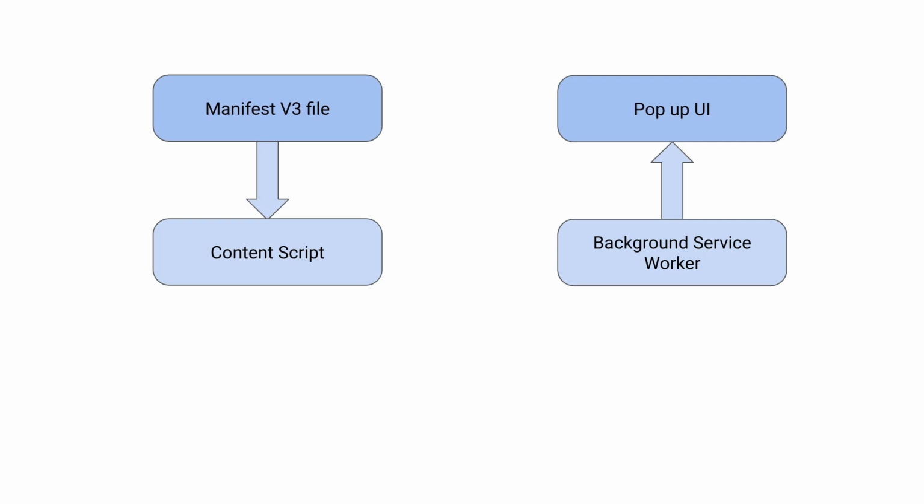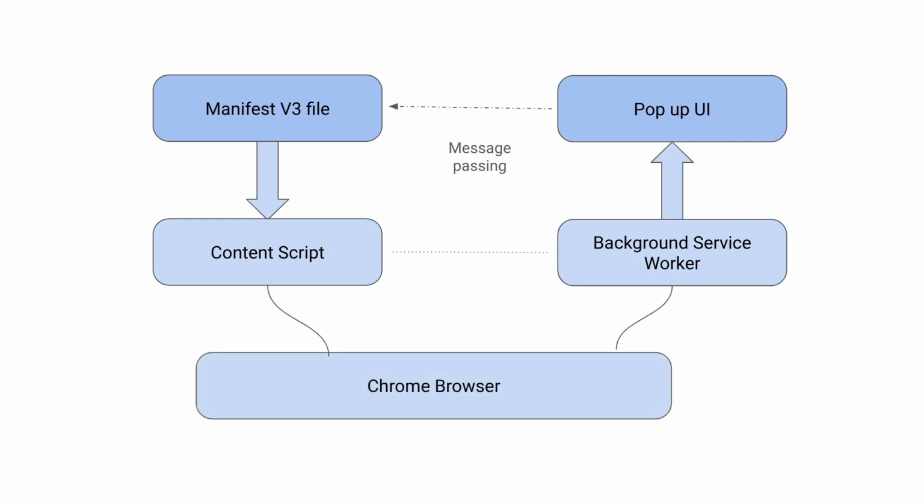Now here is the key part. These components talk to each other using message passing. For example, the pop-up sends a message to the background script to fetch data, or the content script asks the background to store something. All this runs inside the Chrome browser. Chrome reads the manifest, loads the right parts, injects the script into web pages, and keeps everything running smoothly and securely. In short, the manifest file defines it, the content script sees the page, the pop-up shows the UI, and the background script runs the logic, all connected through message passing inside the Chrome browser.